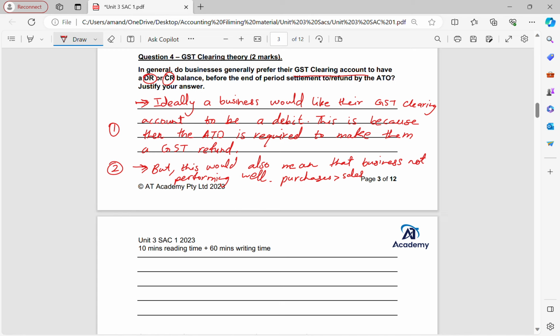Because business is looking to make money. So how do you make money? You have to have more sales than purchases. So not even more, like more in amount. So if I buy $6,000 worth of inventory, I want to have sold it for at least 8,000.